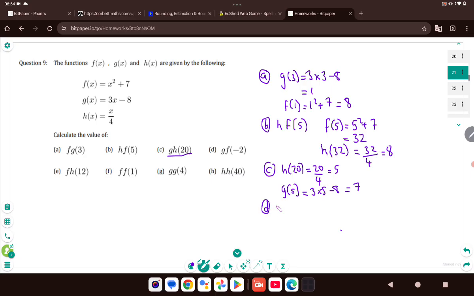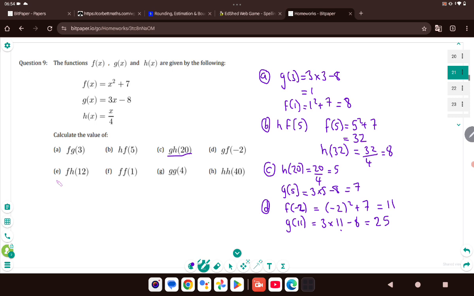Part D. We need to work out the f of -2 first. -2 squared plus 7 is 11. Now we need to work out the g of 11.